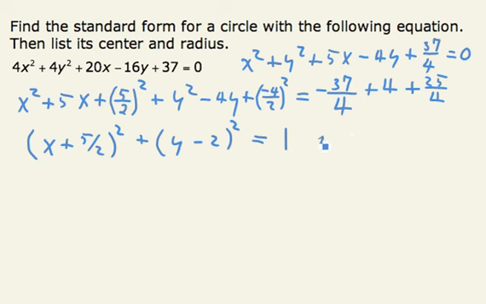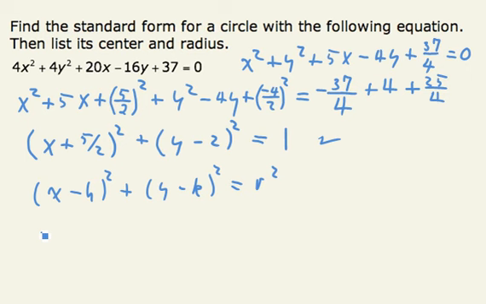This now is the standard form. It looks like this: x minus h quantity squared plus y minus k quantity squared equals r squared. We've got it in that form.